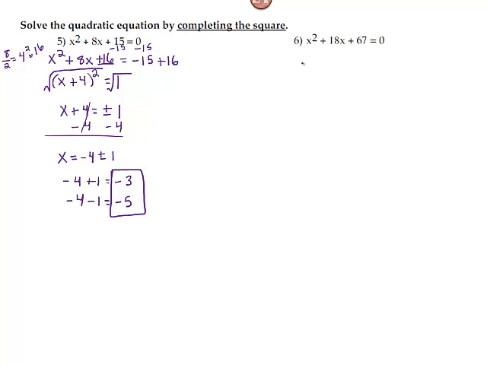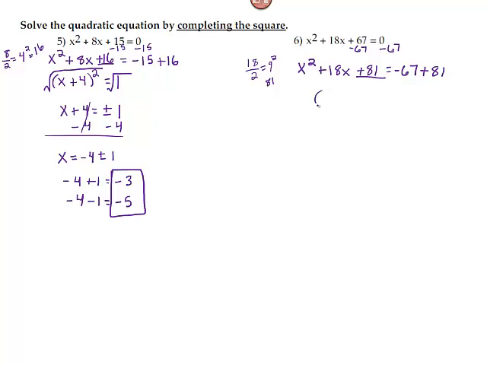So same exact situation going on here for 6, just with different numbers. We need to start off by writing it where I have a blank here and I subtract 67. So I need to figure out what to put in this blank. To do that, I take 18 and divide it by 2. I get 9, and I square that, and I get 81. That's what I'm going to add here, but since I add it to one side, I also have to add it to the other side.